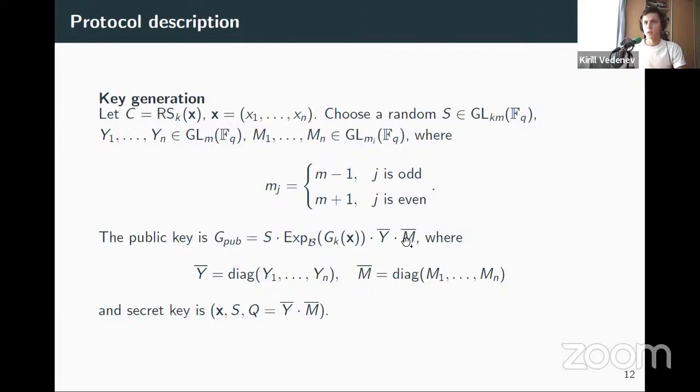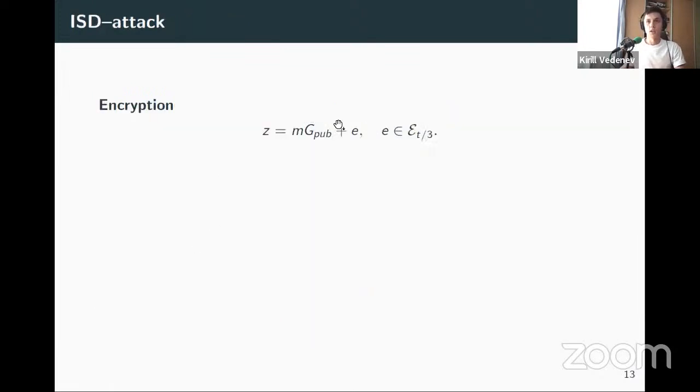So M provides mixing of columns, so the resulting code is not equivalent to the subfield image of Reed-Solomon codes. So the secret key is X, S, and Q, defined as follows. Encryption is performed by this formula, and we note the following.